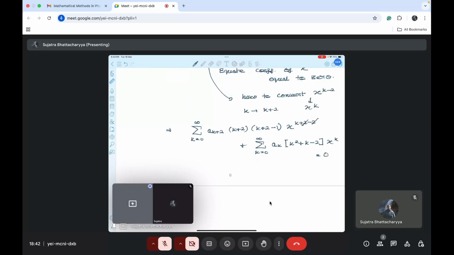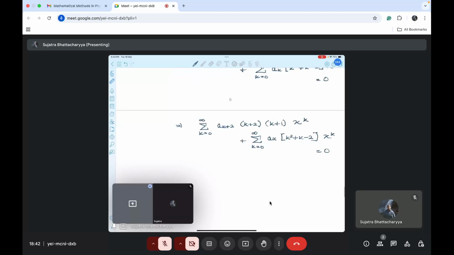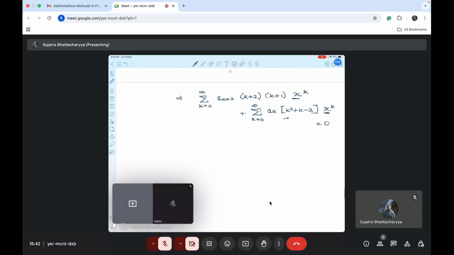So now further we can write this, k is equal to 0 to infinity, a k plus 2. This is k plus 2 and this is k plus 1, x to the power k, plus the same summation, k is equal to 0 to infinity, a k, and you have k square plus k minus 2. You can reduce it, you can do some kind of middle term factoring, but it's not required also. This is equal to 0. Now, what I have told you: equate the coefficients of x to the power k to 0. Leave the summation.